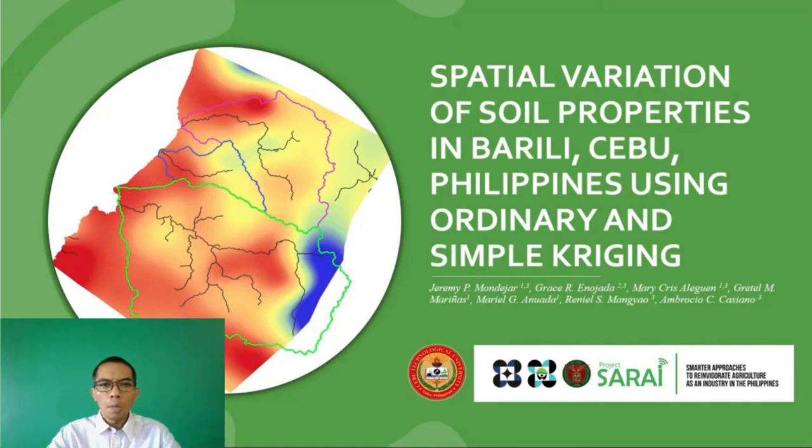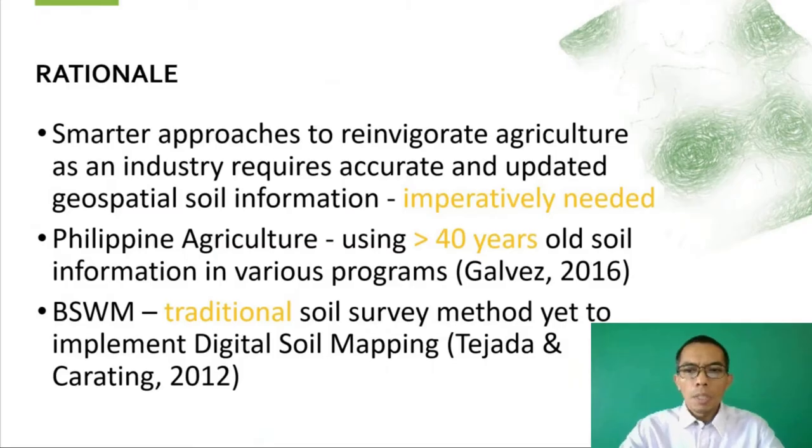Through the Project SARAI Phase 2 under Project 2.1, I present this study entitled Spatial Variation of Soil Properties in Barili, Cebu, Philippines Using Ordinary and Simple Kriging. Dealing with the smarter approaches to reinvigorate agriculture as an industry, accurate and updated geospatial soil information is imperatively needed. Philippine agriculture is still using over 40-year-old soil information in its various programs like climate change mitigation, land use plan, and food security.